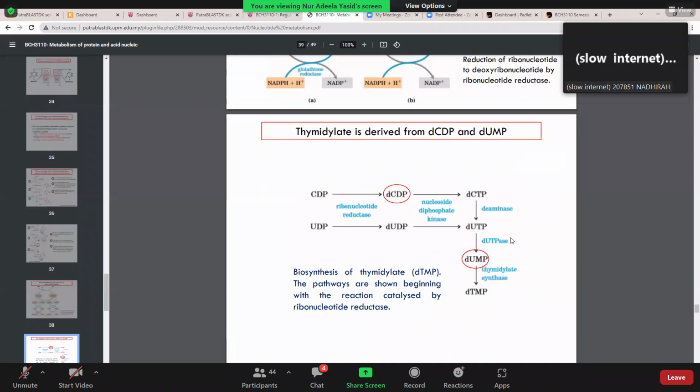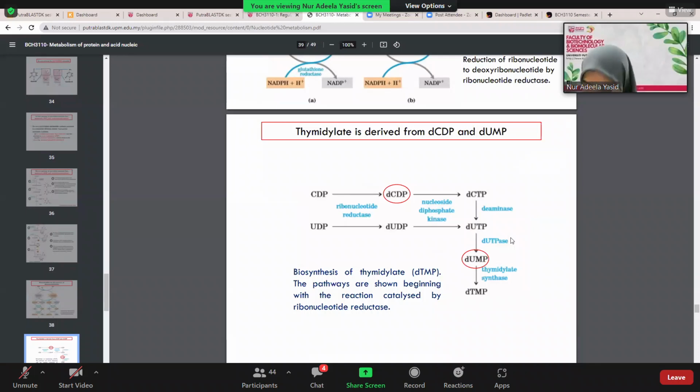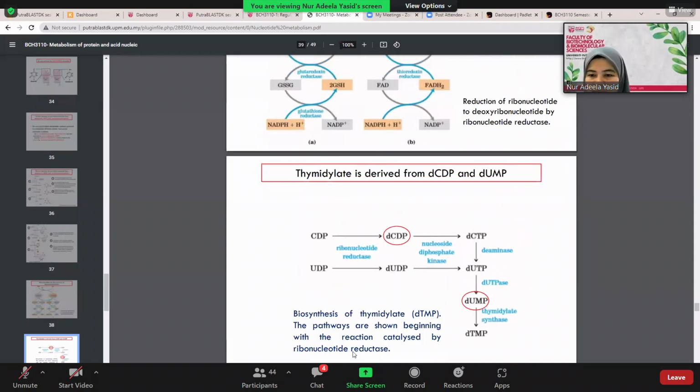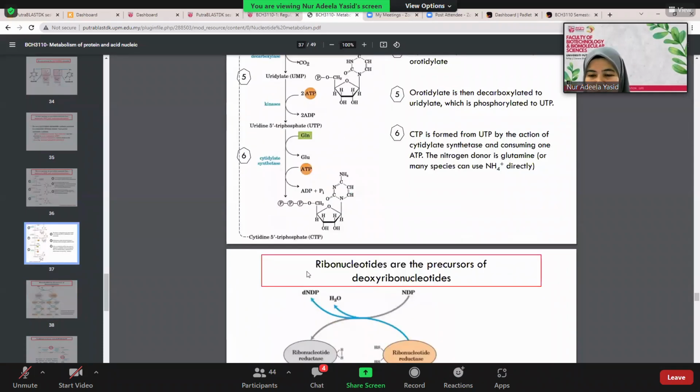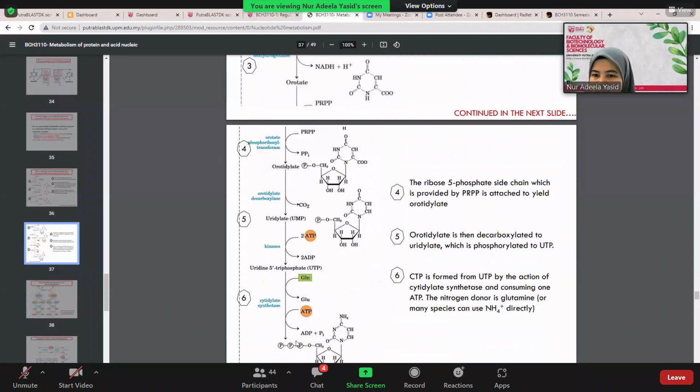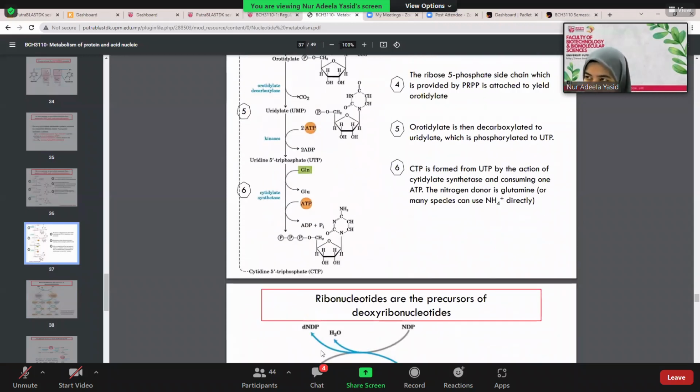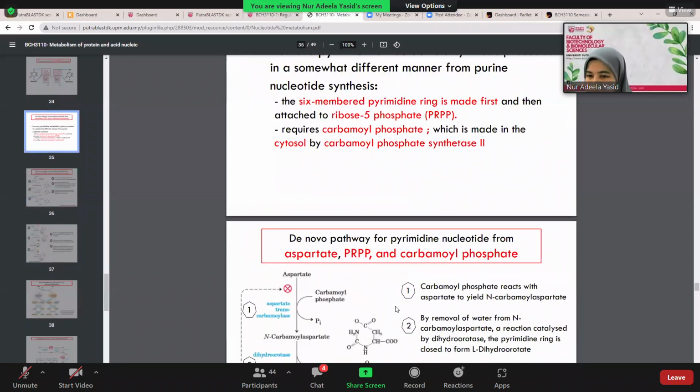Kenapa tak daripada deoxy tu terus kepada monophosphate je? Kenapa daripada 2 pergi 3 lepas tu jadi 1? Sekarang ini, kenapa tak ada specific path? Kenapa why not from here, kita terus CTP tukar kepada DTMP? Why is the formation of DTMP not incorporated dalam this pathway? Kenapa?